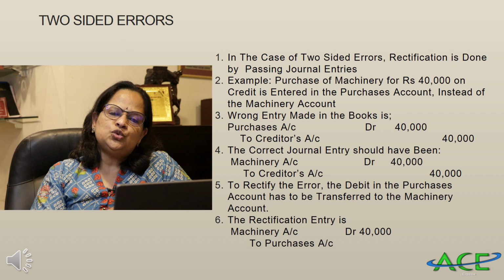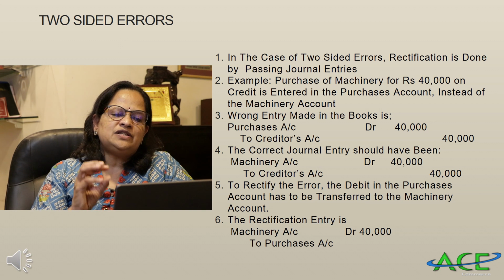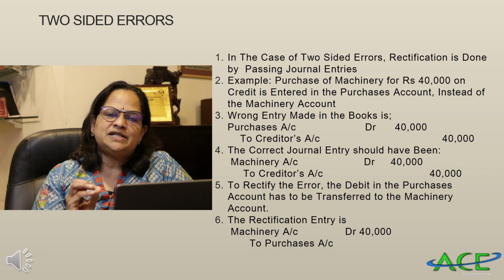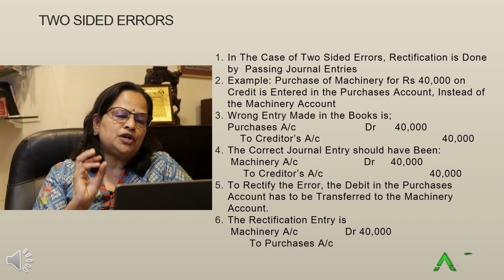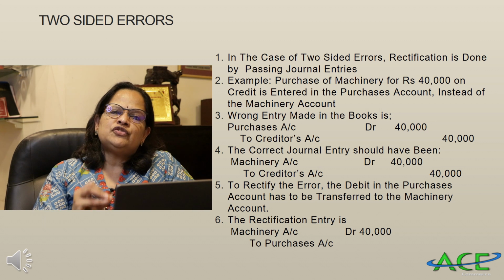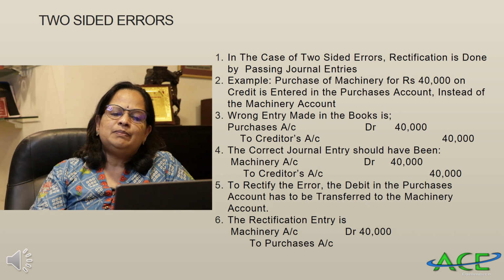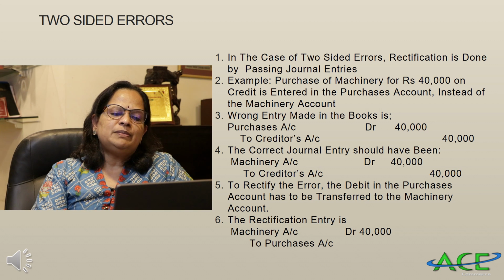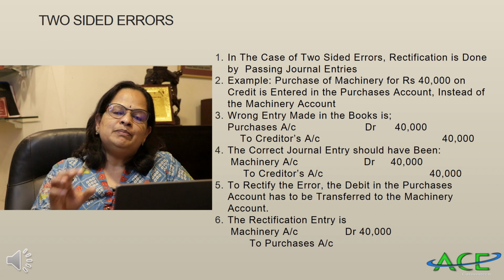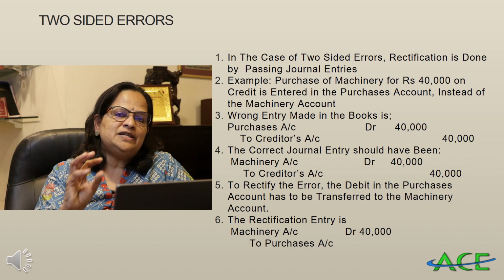Now we are coming to the two-sided errors. I told you that in the case of two-sided errors, we have to pass the journal entry. In the case of two-sided errors, rectification is done by passing journal entries. This is what I have explained as an important point also. Now one example we are giving: purchase of machinery for rupees 40,000 on credit is entered in the purchases book instead of the machinery account. Machinery is purchased, but we are recording it as purchases account. Here it is a difference.